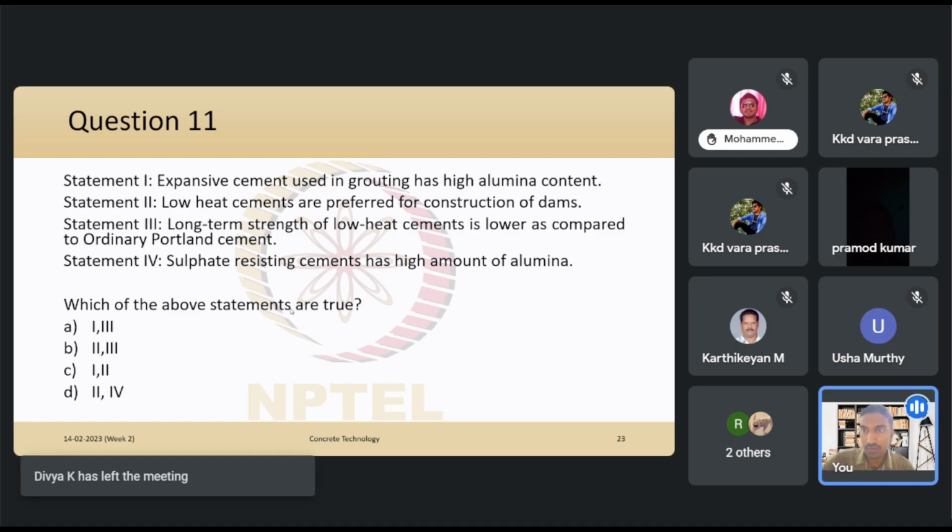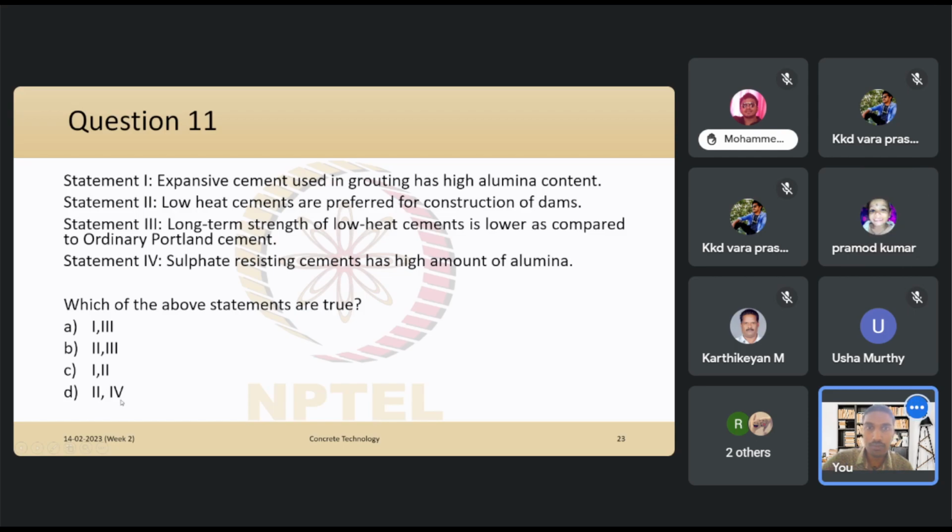So we have four options. Option A: statements 1 and 3 are true. Option B: statements 2 and 3 are true. C: statements 1 and 2 are true. And option D: statements 2 and 4 are true. So just think about each statement and determine whether it is correct or not.